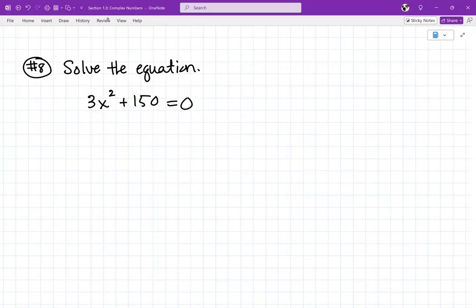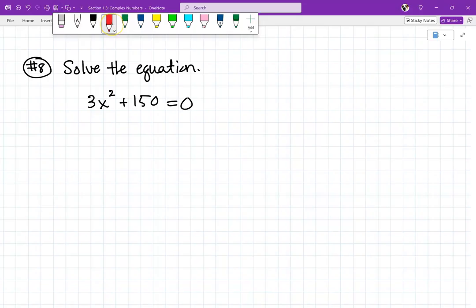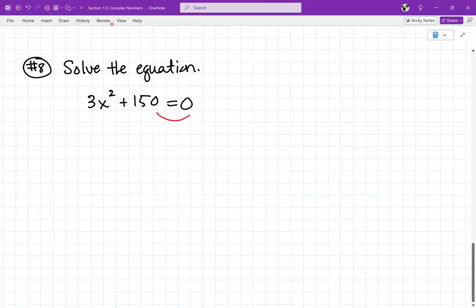So here we go. Whenever they want you to solve an equation and it has a variable, what they want you to do is get the variable all by itself. Okay. So let's move this 150 over here so it becomes a negative 150. So it's 3x squared equals negative 150. Now, I'm supposed to get the x by itself. So let me get rid of that 3. I'm going to divide it out. So I divide by 3. x squared is equal to negative 50.